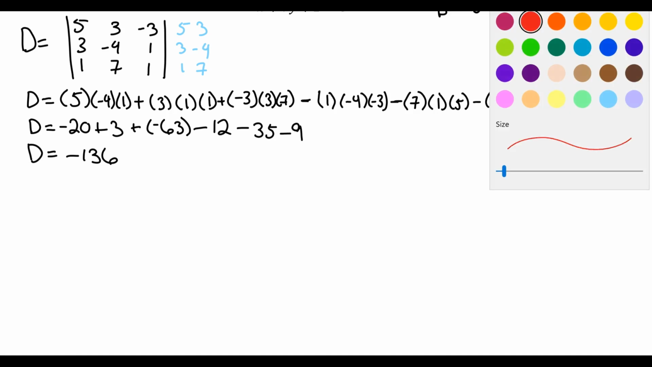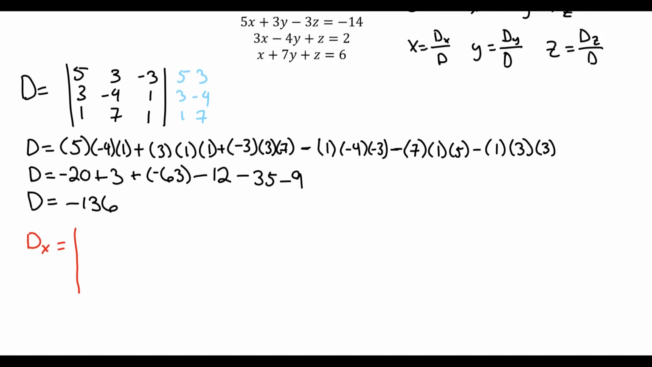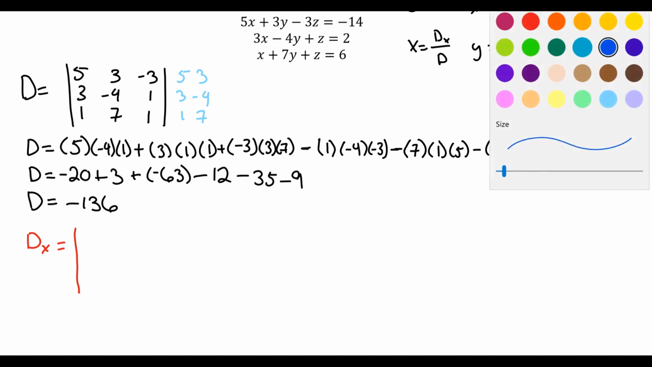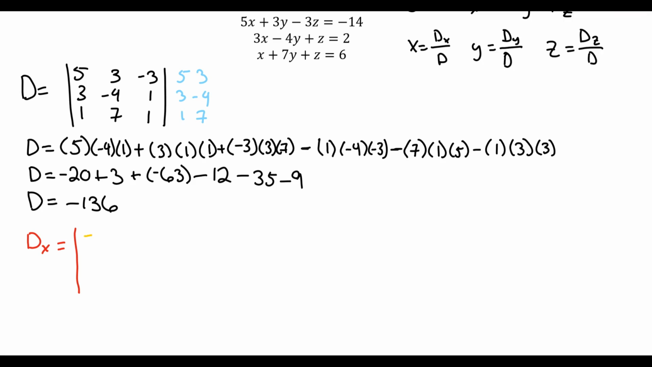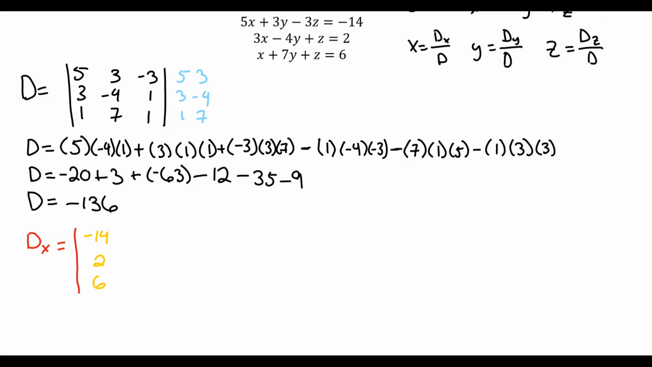Now we need to look at d sub x. Remember, with d sub x, my y and my z columns will stay the same. My x column actually becomes these results, okay? So those results are going to become my x column, so -14, 2, and 6. Then my other two columns are going to stay the 3, -3, -4, 1, 7, and 1.